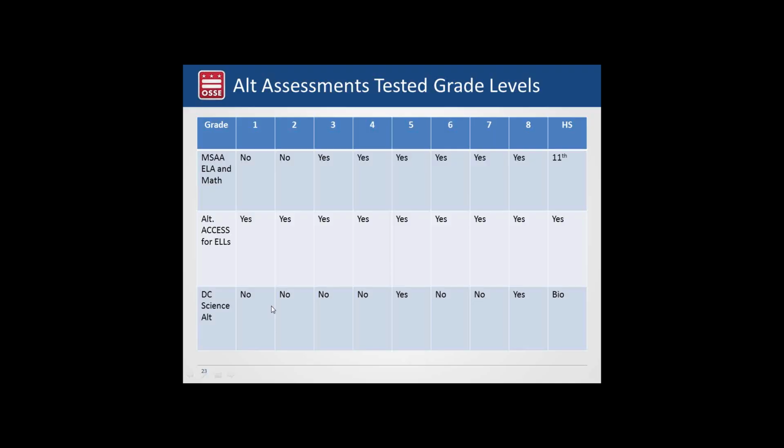Good morning, everyone. For the 2017-18 school year, the following alternate assessments will be available in the District of Columbia: the MSAA, which is the Multi-State Alternate Assessment in the areas of ELA and mathematics; the ACCESS for ELLs alternate assessment; and the DC Science alternate assessment. MSAA will be administered to students in grades 3 through 8 and 11. The alternate ACCESS assessment for ELLs will be administered to students in grades 1 through 12. And the DC Science alternate assessment will be administered to students in grades 5, 8, and high school biology.